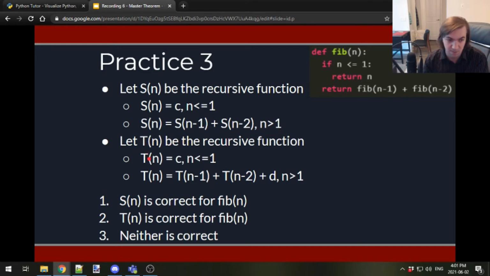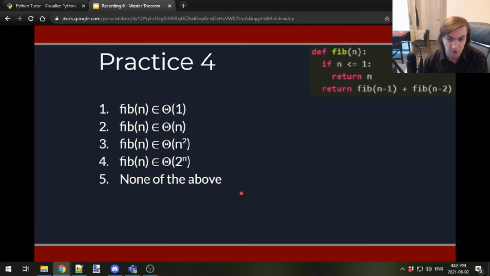And t of n is c where n is less than or equal to 1, and t of n is t of n minus 1 plus t of n minus 2 plus d, for n greater than 1. Is s of n correct for Fibonacci? Is t of n correct for Fibonacci? Are neither of them correct for Fibonacci? Which is correct? Another Fibonacci question. What is it in big theta of? Is it big theta of 1, n squared, 2 to the n, none of these?